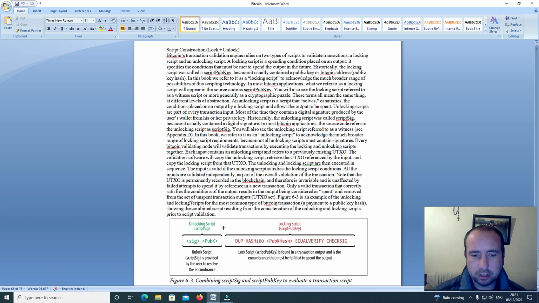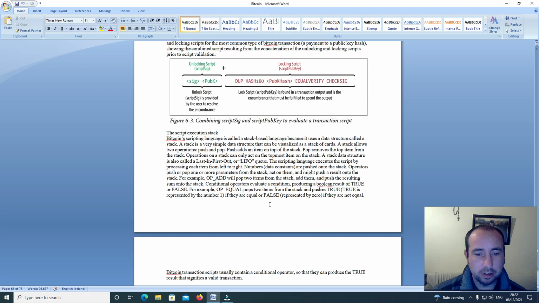Only a valid transaction that correctly satisfies the conditions of the output results in the output being considered as spent and removed from the set of unspent transaction outputs, the UTXO set. Figure 6.3 is an example of the unlocking and locking scripts for the most common type of Bitcoin transaction, a payment to a public key hash, showing the combined script resulting from the concatenation of the unlocking and locking scripts prior to script validation.